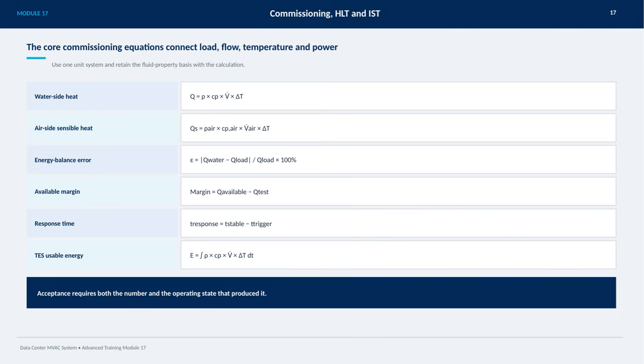The available margin tells us the difference between what's available and what's actually tested. We also consider response time, measuring the delay between the trigger event and when conditions stabilize. Finally, for thermal energy storage, usable energy is integrated over time based on these parameters. Remember, acceptance depends not just on meeting numerical criteria, but also on the operating state that produced those results.